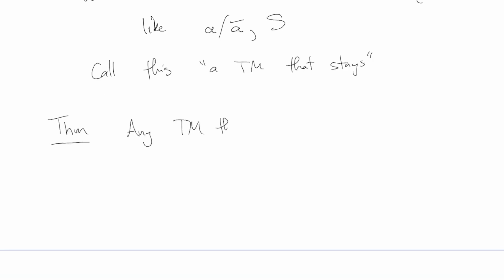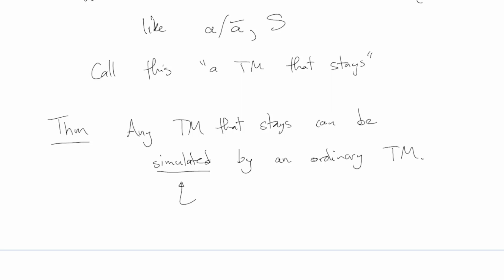Any Turing machine that stays can be simulated by, I'll just say, an ordinary Turing machine. And by simulated, what I mean is you can make another ordinary Turing machine that doesn't stay, but it has all the same languages: the same accepted language, the same rejected language, and the same looping language. So by this simulated, I mean there exists a Turing machine with the same L of M, R of M, and F of M.